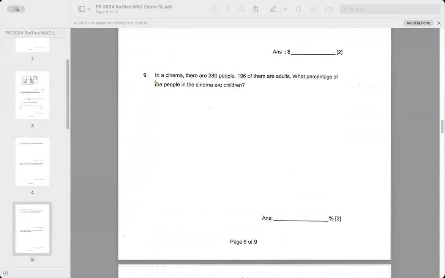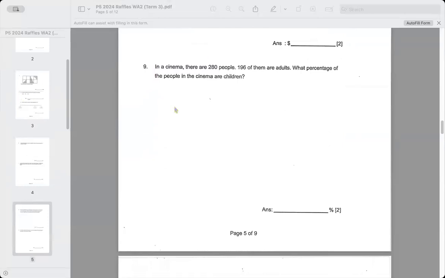Question 9. In the cinema, there are 280 people, 196 of them are adults. What percentage of the people in the cinema are children? So for this question, they gave us the total people, they gave us the number of adults. They want us to find the percentage of people in the cinema who are children. So we have to find how many children are there in the cinema first. Okay, so let me write down number of children.